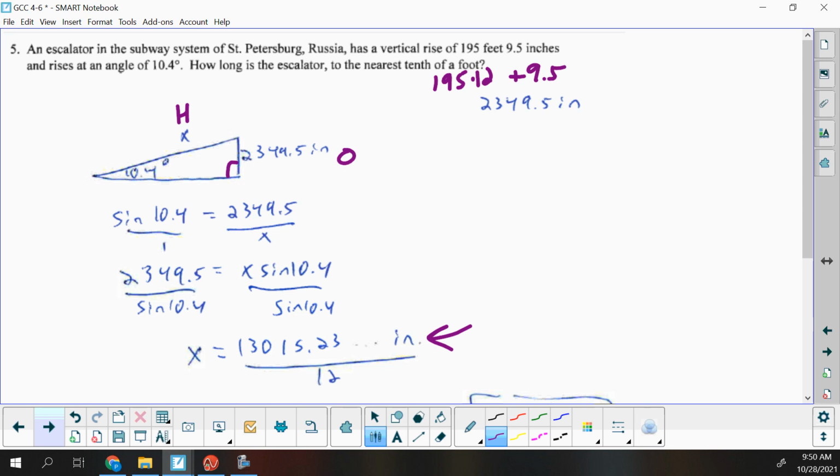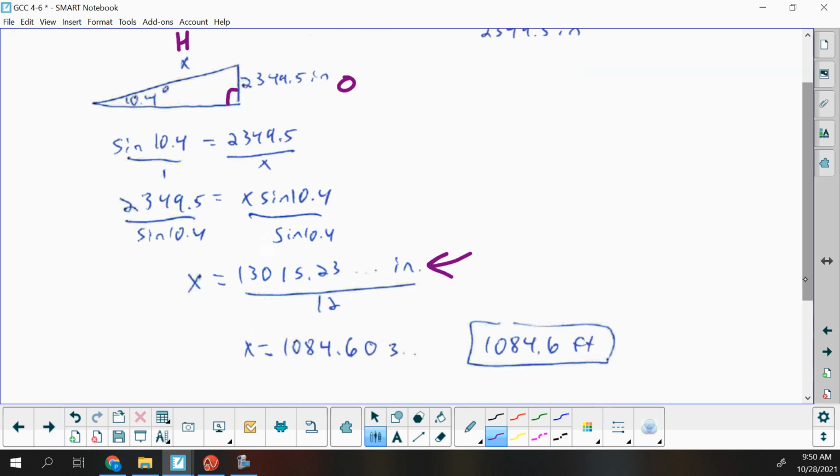Well, they wanted our answer to be 1/10 of a foot. So take your decimal answer, keeping it all the way out, divide by 12, and then round to the nearest 1/10 of a foot, and we get 1,084.6 feet.